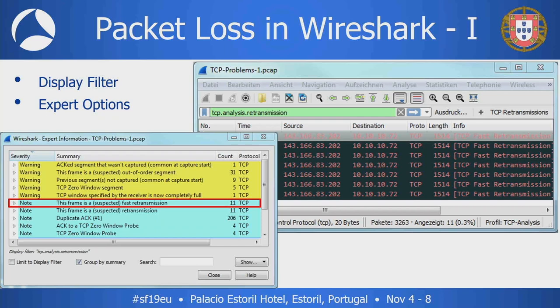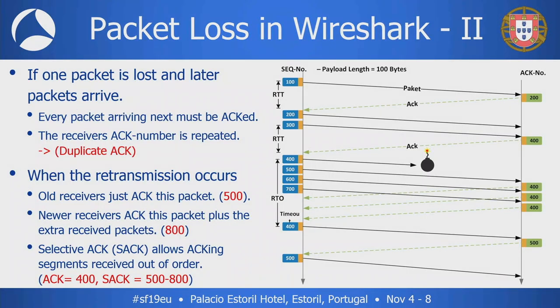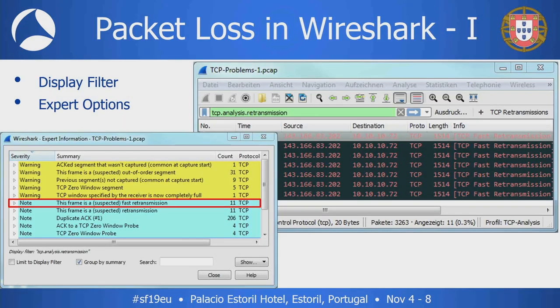How do you count them? Is this 11 and another 11, or does that only count once? Only once. That means 11 packets have been retransmitted, and out of these 11, all of them were fast. That means they have been retransmitted before that timer went off. Whenever there's a retransmission, Wireshark can help us, and say fast retransmission. That's what we're going to see here.